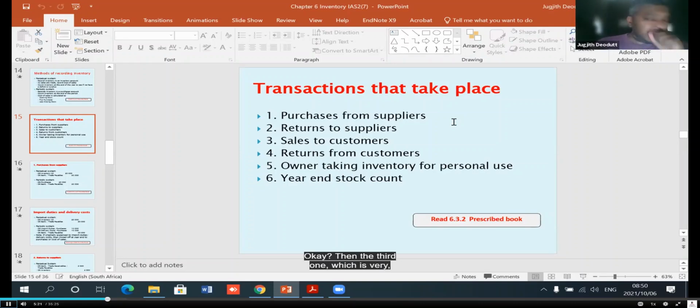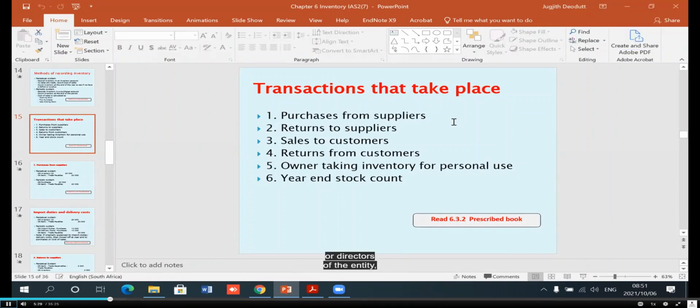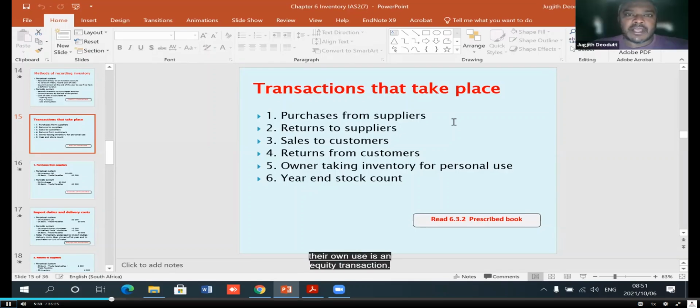Okay. Then the third one, which is very, very important under number 5, is the issue that when you're dealing with a sole proprietor or directors of the entity, they may want to take inventory for their own use. So as we know, inventory for their own use is an equity transaction, equity dealing with contributions or transactions between the owners, right? That is treated as drawings that will also have an impact of reducing the levels of inventory we have on hand. So those are the 5 main types.